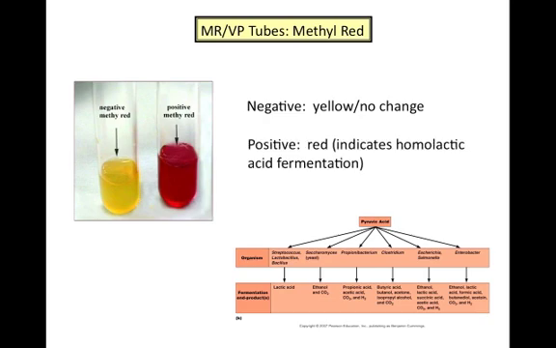A methyl red test is positive when the contents of the tube turn red after the addition of the indicator, indicating a very acidic environment that can only be caused by homolactic acid fermentation, or a fermentation pathway that produces lactic acid only. If the organism produces other acids in addition to lactic acid, the pH will not be low enough to cause a positive test result. The diagram on this slide shows one type of bacteria that undergoes homolactic acid fermentation.